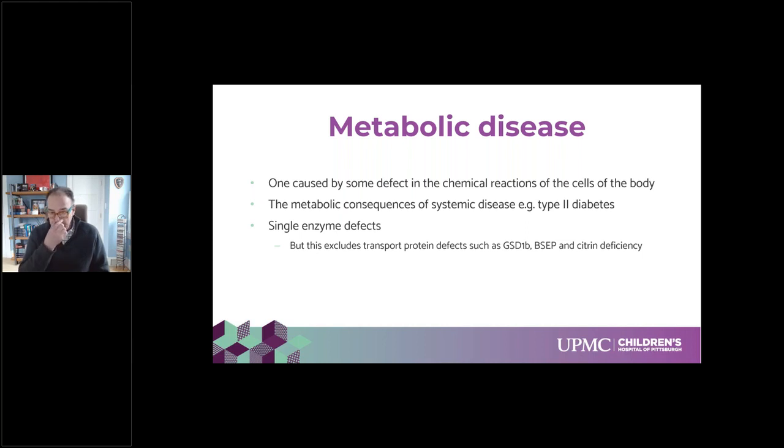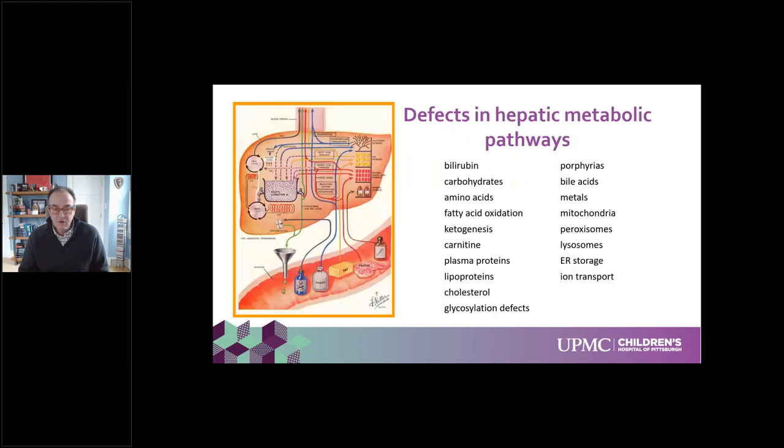Now, if it's just the enzyme, it may exclude transport proteins, and there are several listed there, or it could be a single gene defect, but this will include embryological disorders of differentiation of tissues, such as Alagille syndrome and polycystic kidney disease. So it's still not completely clear, but we will really focus on those conditions that affect an enzyme, a transport protein, or a final product.